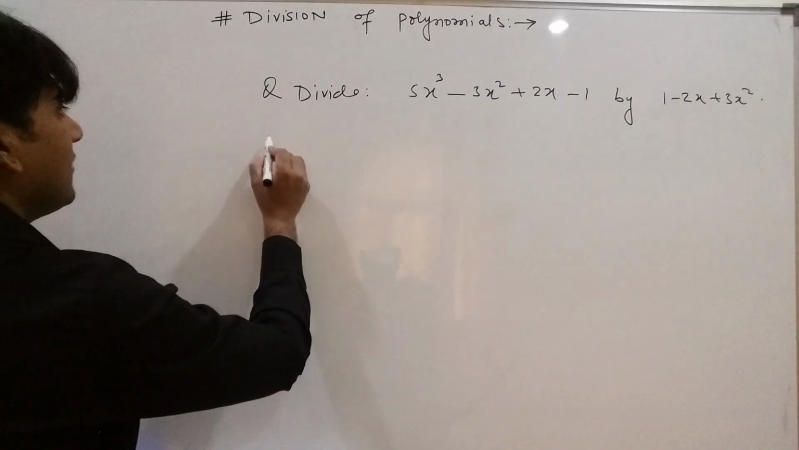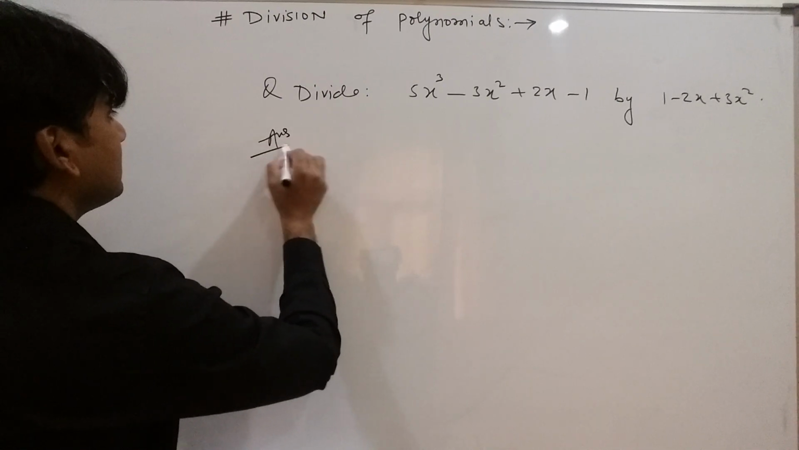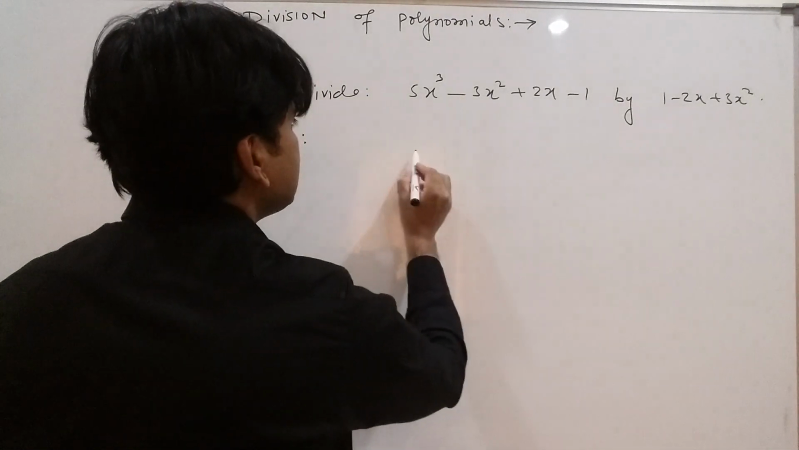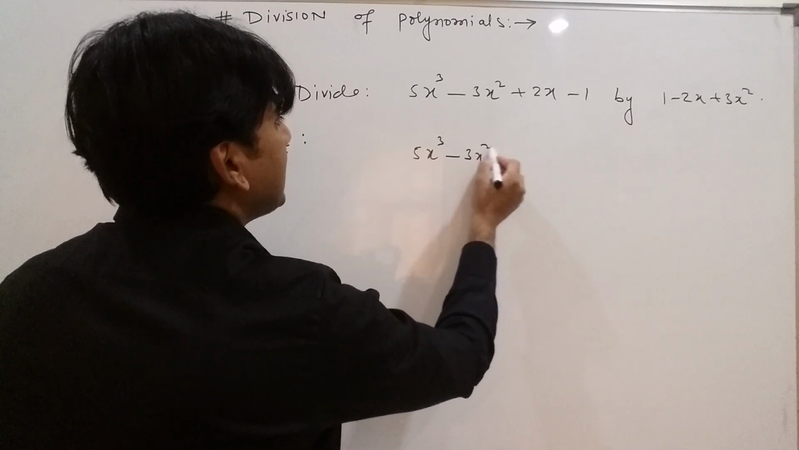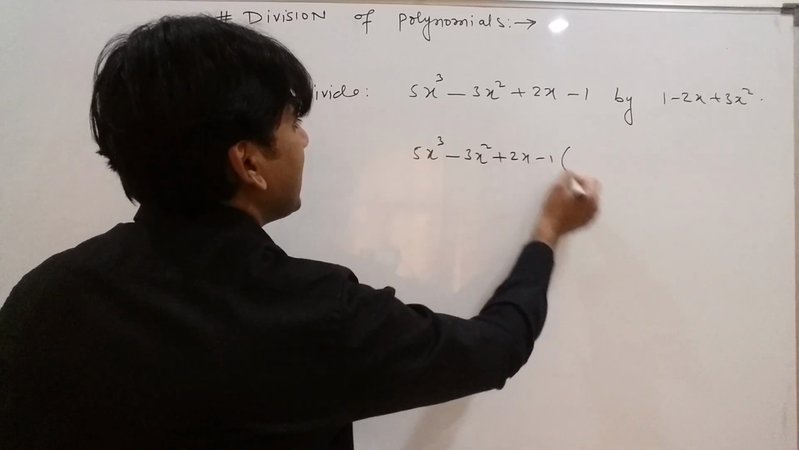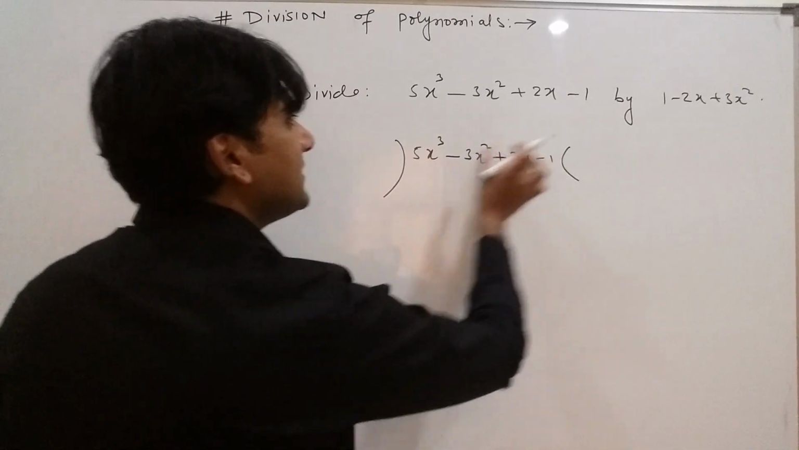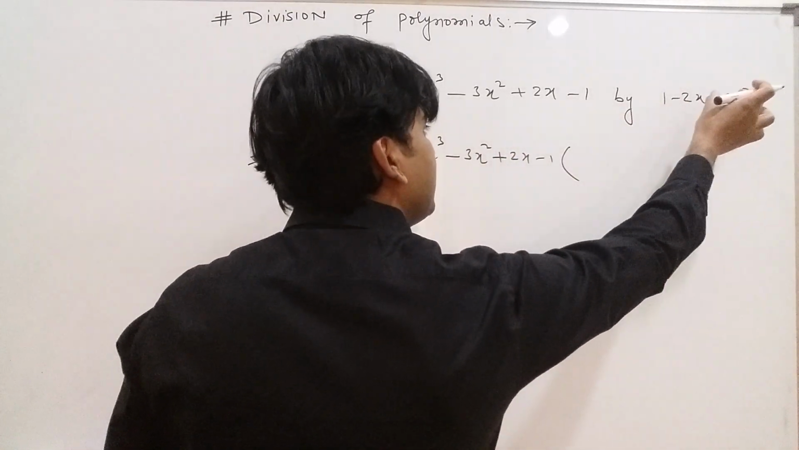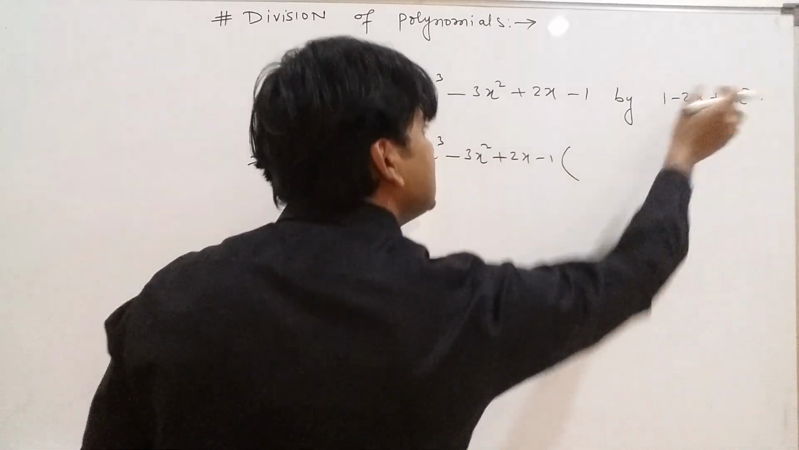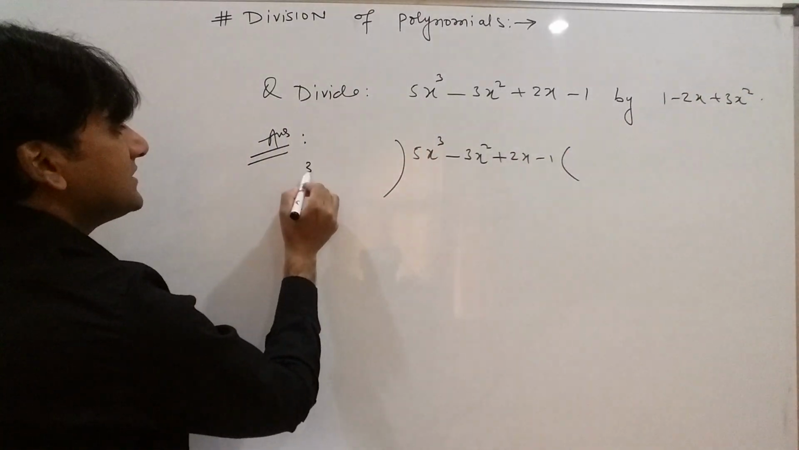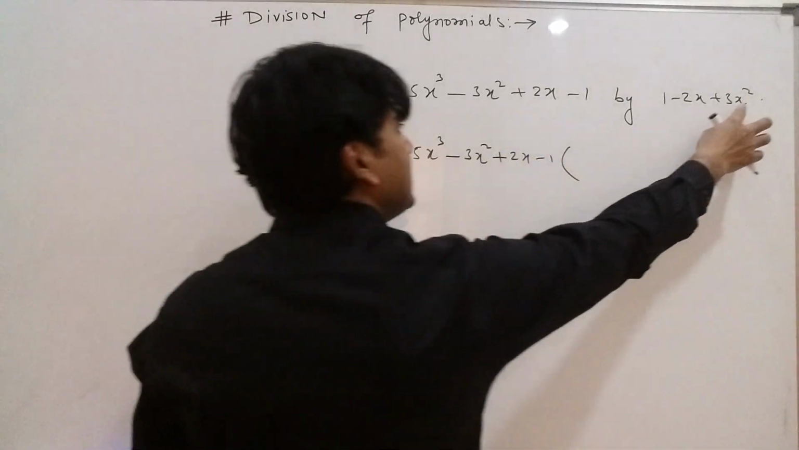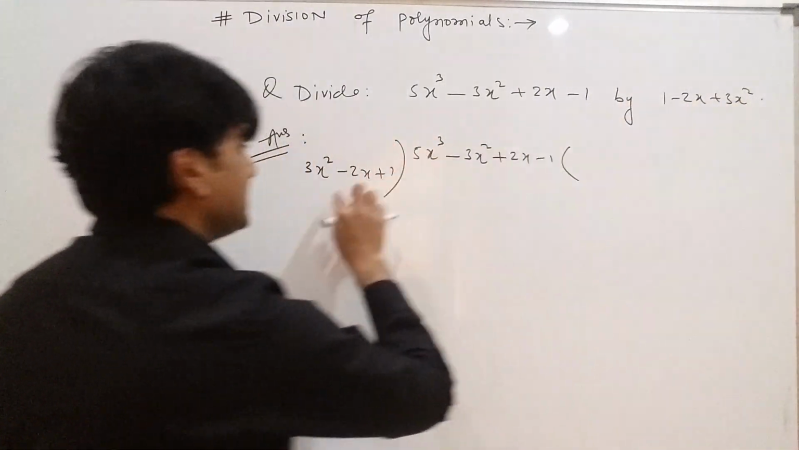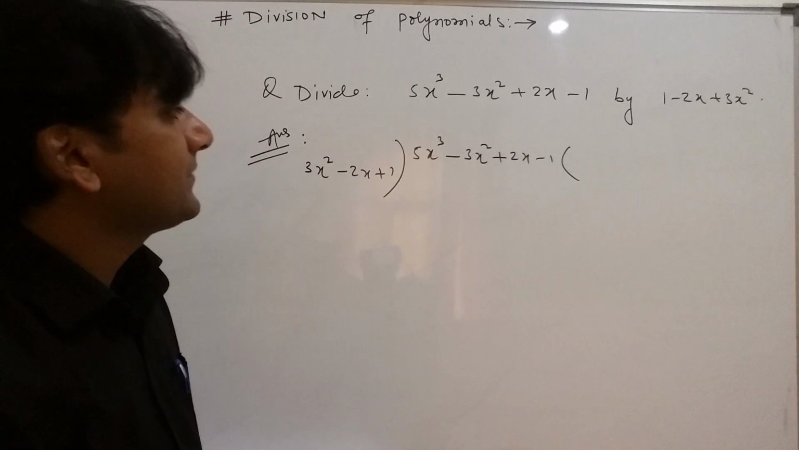Okay, now answer. Divide this, 5x cubed minus 3x squared plus 2x minus 1. This must be divided by this, but we have to write it in arranged form. So this is 3x squared minus 2x plus 1. Highest power 3x squared, then minus 2x, then plus 1. This is our first condition.